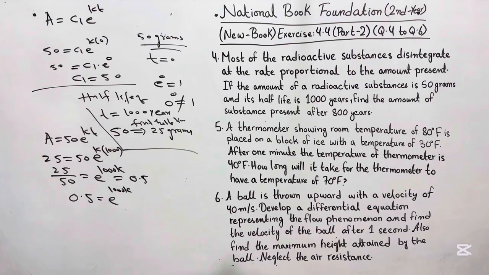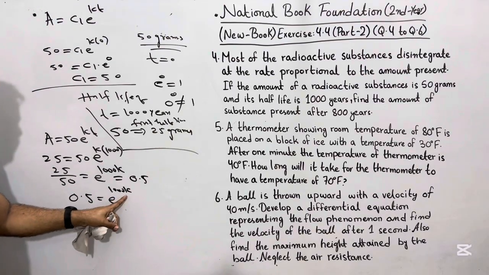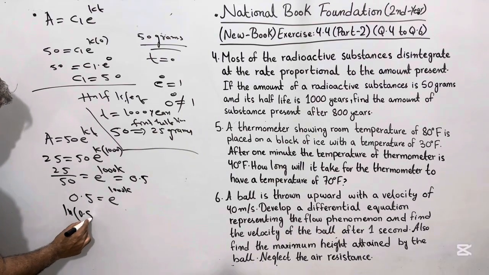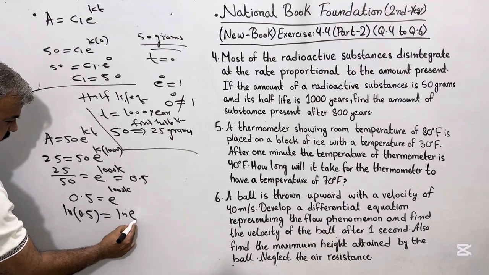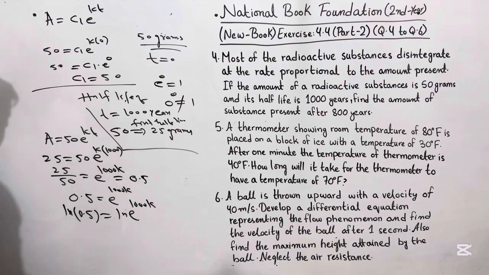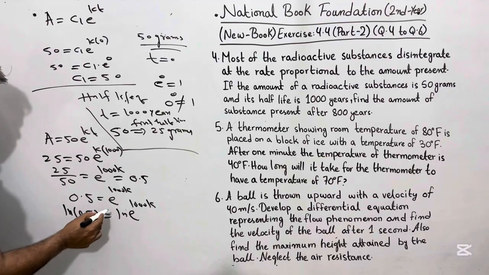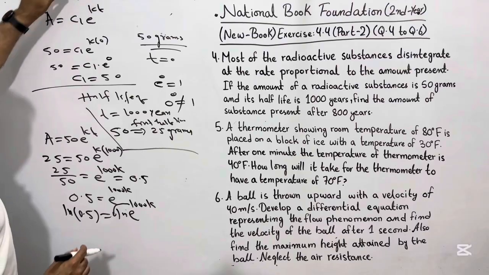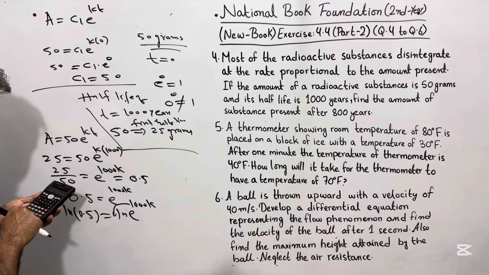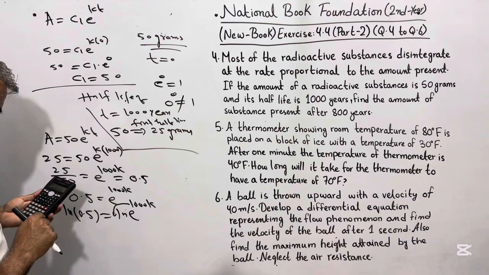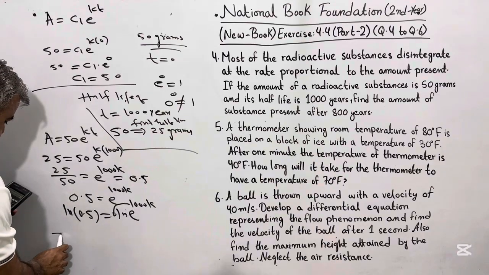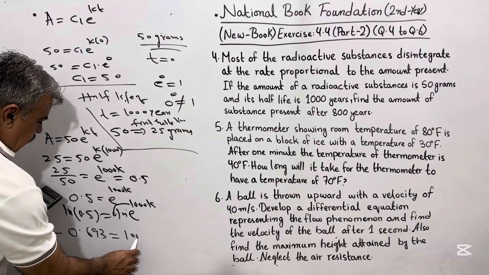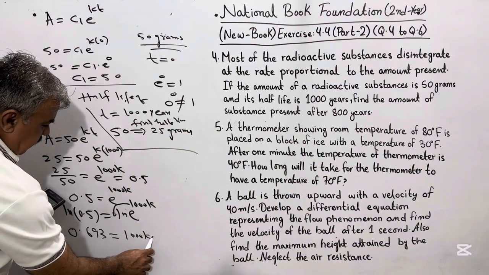Okay, we are interested in k. It is lurking, looming in the exponent. Taking ln to get to it, ln 0.5 is equal to ln e raised to 1000 k. We are familiar with the property of log: the power becomes the coefficient. And ln 0.5 is negative 0.693, which is equal to 1000 k.